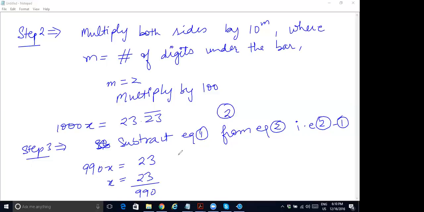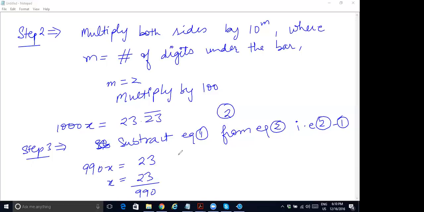So ultimately the objective is to get rid of the bar. How do we get rid of the bar? We first bring the decimal point just before the bar and then multiply by the number of digits under the bar, so that the second equation will also give us the same value that is under the bar after the decimal point. And when we subtract these two, we will get rid of the bar.